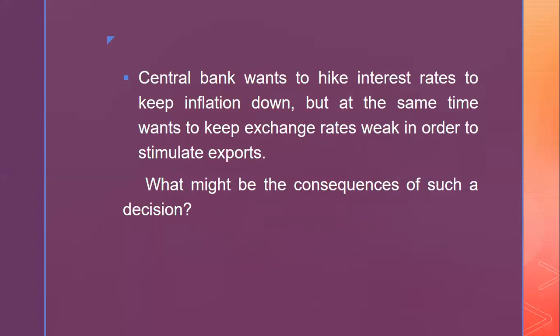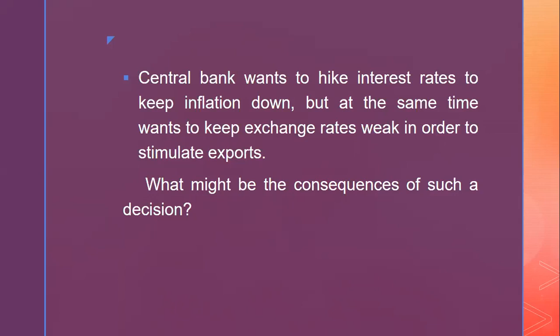The central bank increases the interest rate. When the central bank increases the interest rate, as the uncovered interest parity suggests, there should be a capital inflow. So when there is a capital inflow, our exchange rate should appreciate. But since the central bank wants to keep the exchange rate fixed in order to stimulate exports, we cannot allow this exchange rate appreciation. Then the central bank has to interfere in the foreign exchange market, right? They might have to inject money in order to satisfy the greater demand for the domestic currency.